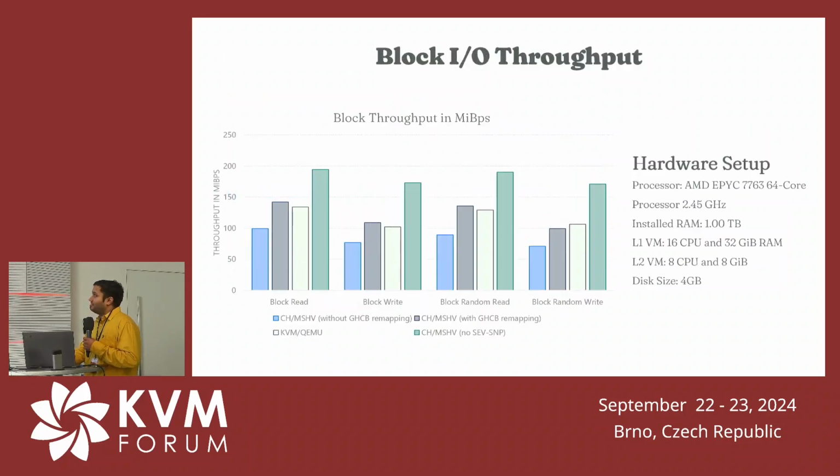The next round of experiments that we did was with block IO. Similar setup, again the same AMD EPYC processor with the same L1 VM and L2 VM. But we did two different kinds of experiments: sequential reads and writes versus random reads and writes on a 4 gig disk size. What we noticed is that we are far off from the non-SNP scenario, but we are as good as KVM QEMU, or even better at some points, because of some caching logic that we have built.